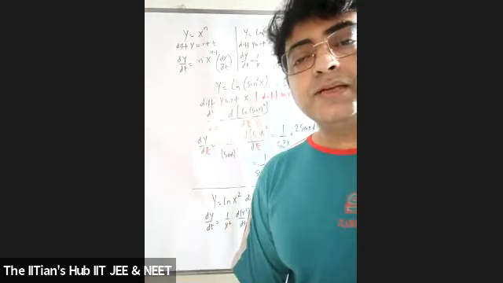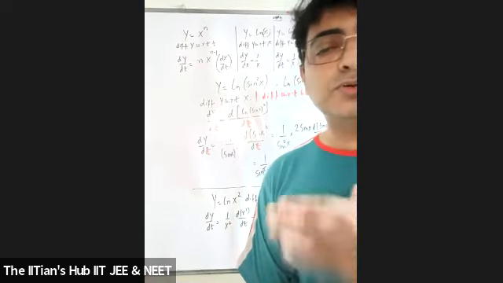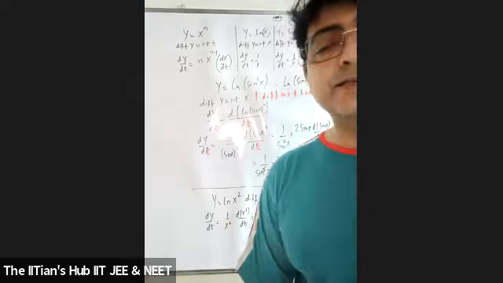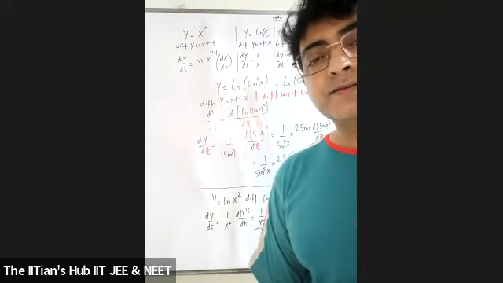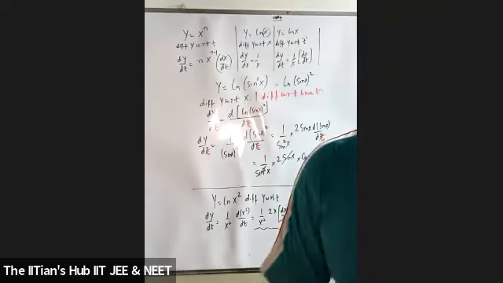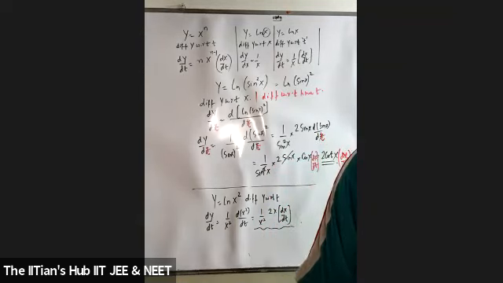Maximum and minimum means we consider dy by dx equal to 0. The slope will be parallel to the x-axis, we consider. Yeah, I solved that. Very good. Okay, good.